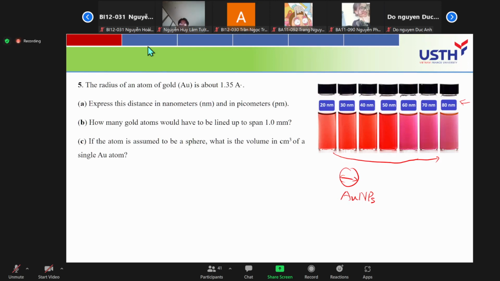This is based on the phenomenon we call surface plasmon, or the surface plasmonic phenomenon of gold nanoparticles. It's quite fun for those who work in the department of material science. If you have time, let's take a look at this one. It's quite interesting. You see the surface plasmonic phenomenon.